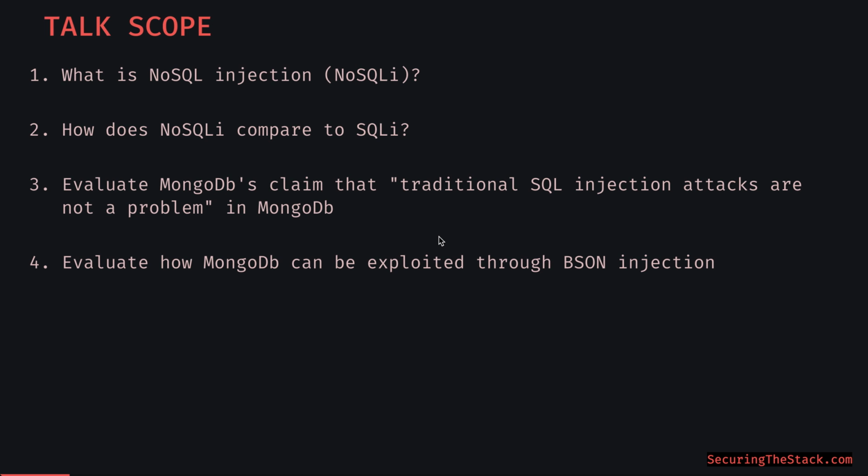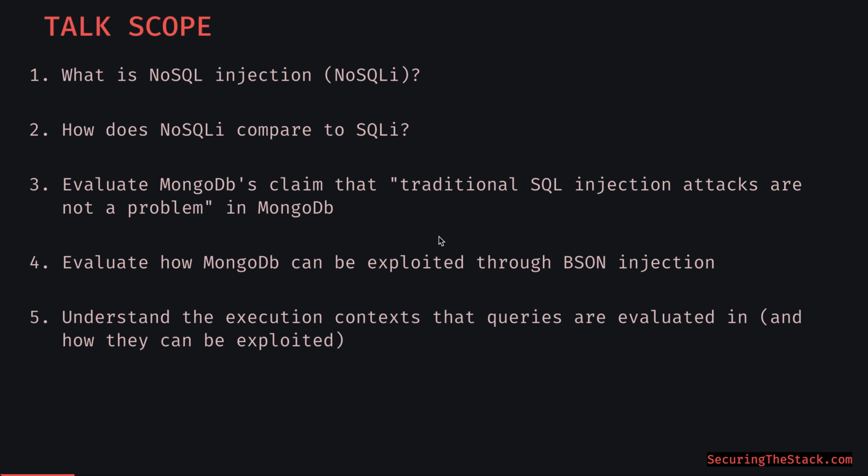As an extension of that, we're going to be evaluating how MongoDB can be exploited through BSON injection, and we're going to be learning about what BSON is coming up here. Here is the foundational pillar of this talk: understanding the execution context that queries are evaluated in and how those different execution contexts can be exploited.